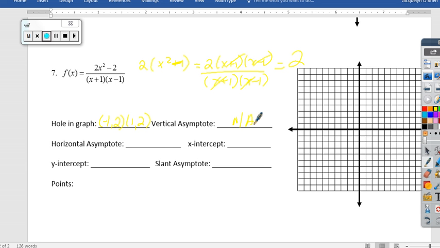The denominator's been wiped out. We have no horizontal asymptote. All the x's have been canceled out. No x-intercept because there's no variables left. The y-intercept has to be 2. We are at a horizontal line of 2. And no slant asymptote. We don't need points because this is a horizontal line at y is equal to 2. So the only things we've got to get in there are the two holes. And there is our line.